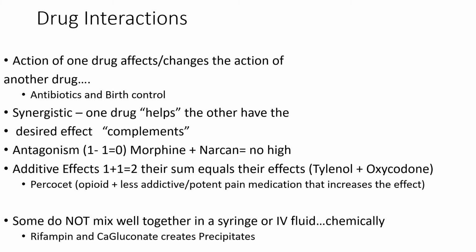Okay, so let's talk about some drug interactions. When we talk about this, we're just talking about how the action of one drug can affect or change the action of another. So for instance, antibiotics and birth control typically do not mix. The sole purpose of taking birth control is to avoid pregnancy. However, if you take antibiotics while taking birth control, then it basically cancels out. Okay, so that's going to be an antagonistic interaction.